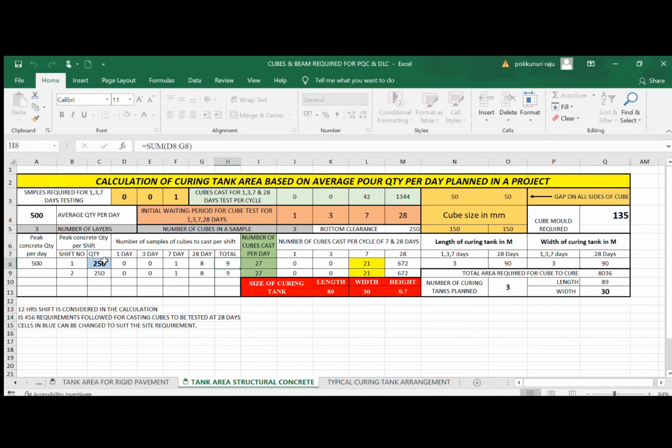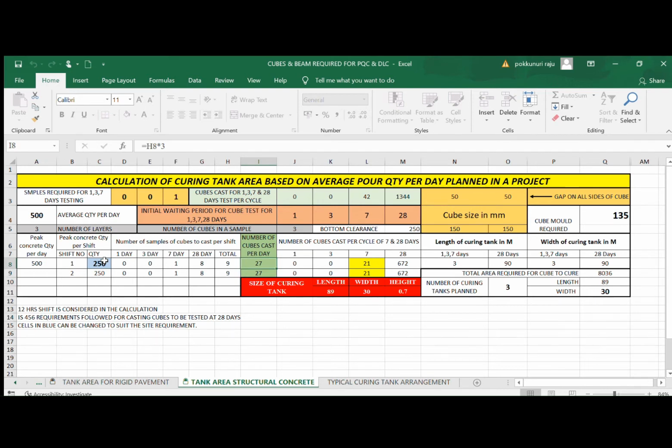So the total number of samples required to cast in a shift is 9, and so the total number of cubes required to cast in a shift will be 9 into 3, because one sample is equivalent to 3 cubes. So keeping that in mind, you are casting 27 cubes per shift, and if it is 500 cubic meters per day, then you are ending up by calculating 54 cubes, that is 27 cubes in each shift, which is a total of 54 cubes to be casted in a day.